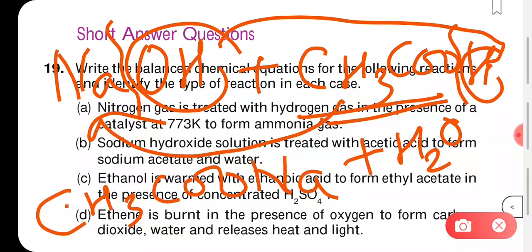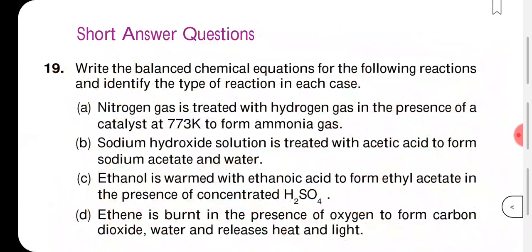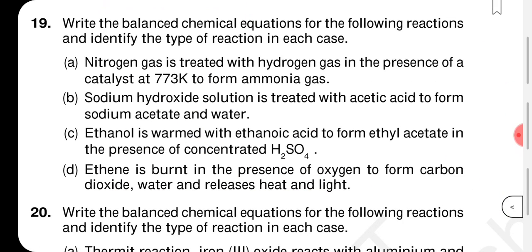So what you have to mention, you have to write double displacement reaction. You can also write neutralization reaction or write both. Okay, now coming to the next one, ethanol is warmed.